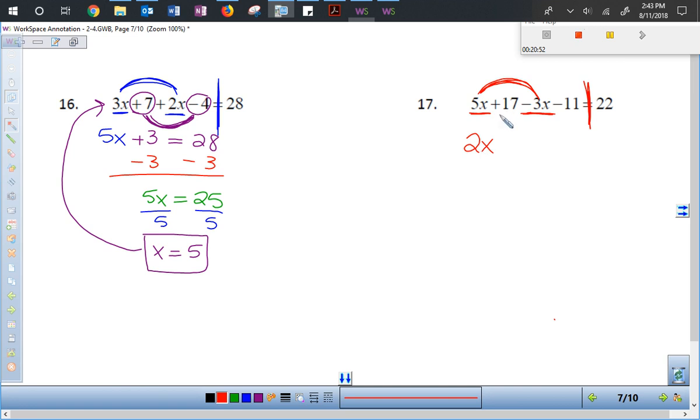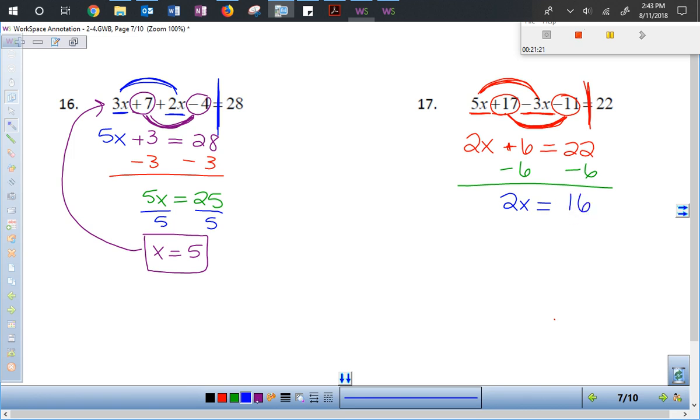Now I have a positive 17 and a negative 11 on the same side, so I want to just add those two together. Positive 17, negative 11 is positive 6. Bring down my equal sign, bring down 22. Now we can solve. So subtract 6 from each side, and we get 2x equals 16. Divide each side by 2, and x equals 8.